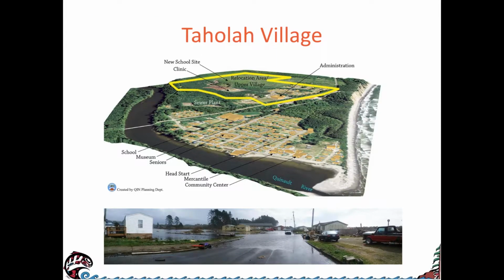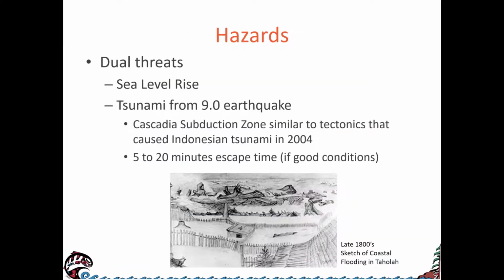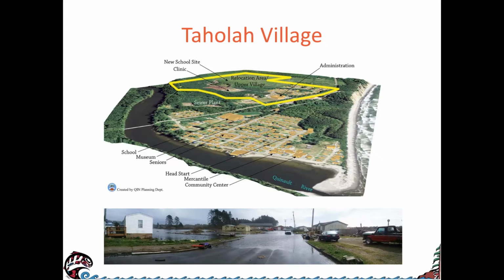Taholah is naturally split into two areas. You have the lower village, which is down at the mouth of the river, right at the ocean, at the beach, very low lying, and basically at sea level. And the upper village, which is shown there in yellow, ranges from 85 feet elevation at the administration building up to 165 feet of elevation. You can see that we have many important uses in the lower village, such as the mercantile, which is the one store and one place to buy gas, the community center, school facilities, and the museum. So the cultural memory of the village is in the lower village.